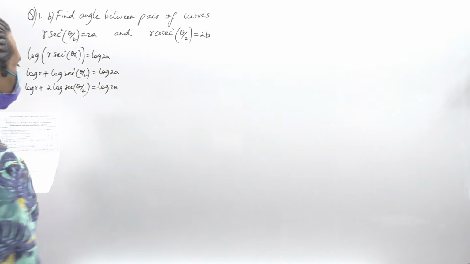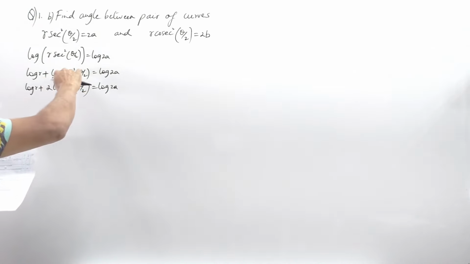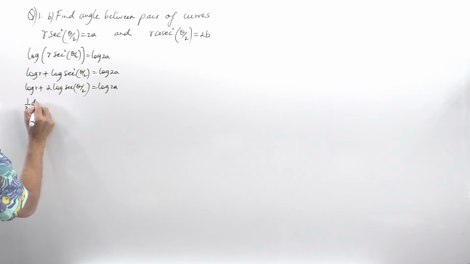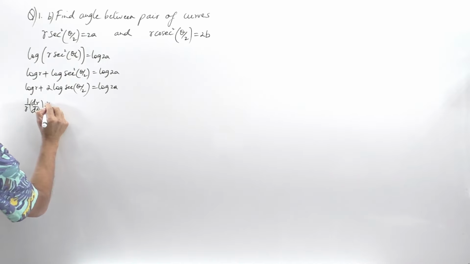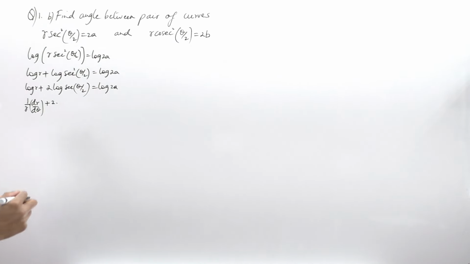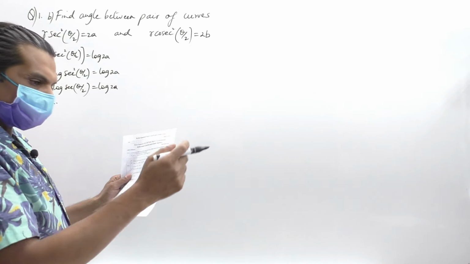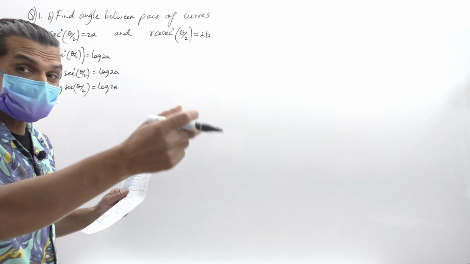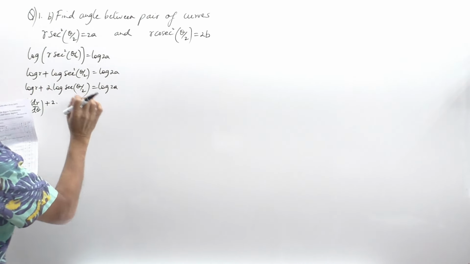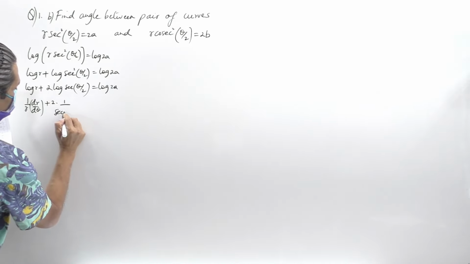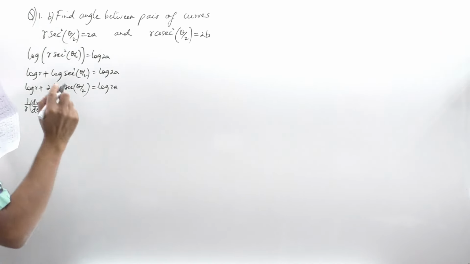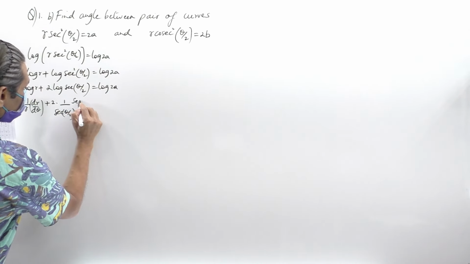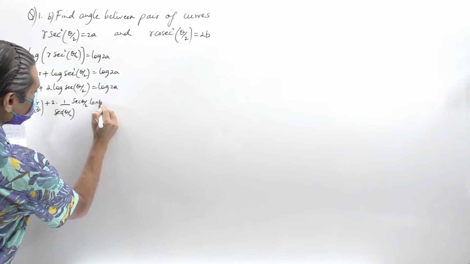Done. Now we can easily differentiate this. Differentiating log r with respect to theta gives 1 by r dr by d theta, plus 2 into the differentiation of log sec theta by 2. Differentiation of log x is 1 by x, so with sec theta by 2 in place of x, the derivative of log sec theta by 2 is 1 by sec theta by 2, again into the differentiation of sec theta by 2, which, since differentiation of sec x is sec x tan x, is sec theta by 2 into tan of theta by 2.